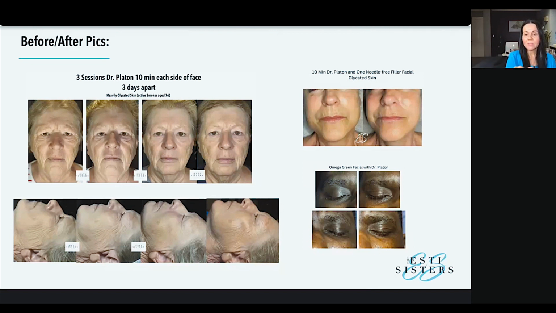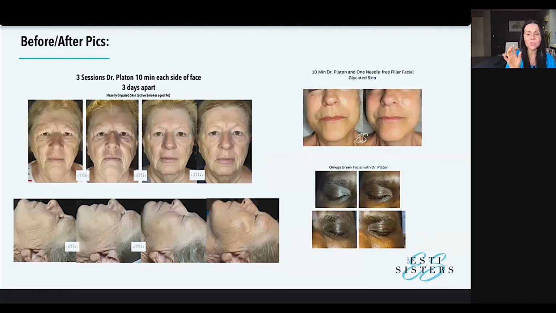Okay. Here's an example on the bottom right of working with a first-time client that I was going to be doing an omega green facial for, because he had some acne scarring and a little bit of PIH. But I wanted to show you just the amount of lightening. And this is only a minute.